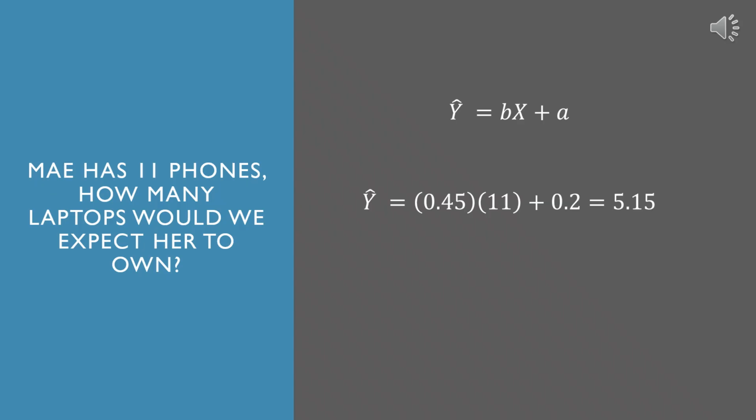So 0.45 times 11 plus 0.2 gives us an expected value of y of 5.15. So if May has 11 cell phones, we would expect that she also owns 5.15 laptops.